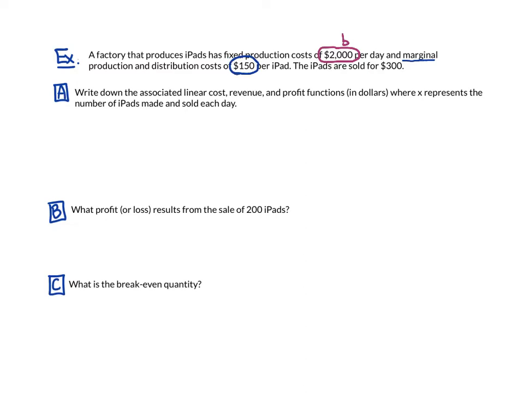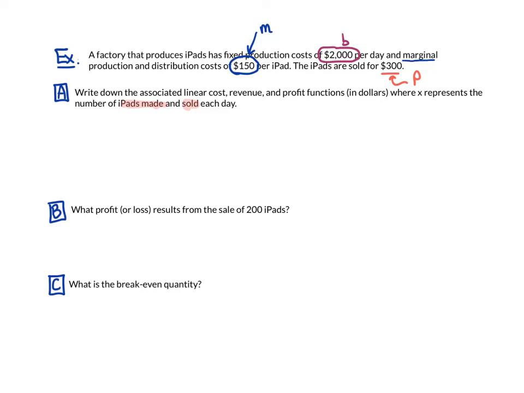So this 150 is actually that M value that we talked about in the cost function. The iPads are then sold for $300, and that's going to be your price that they're sold for. So we want to find the linear cost, revenue, and profit functions where X represents the number of iPads that are made and sold each day. So this is an assumption that we make. We assume that all the iPads that are made are actually sold. So that means X, our quantity, represents both the number made and the number sold.